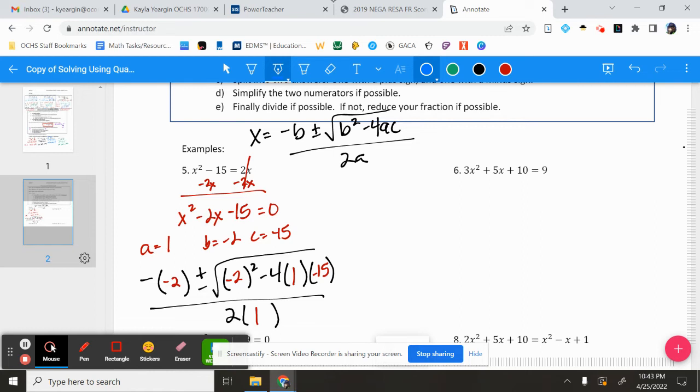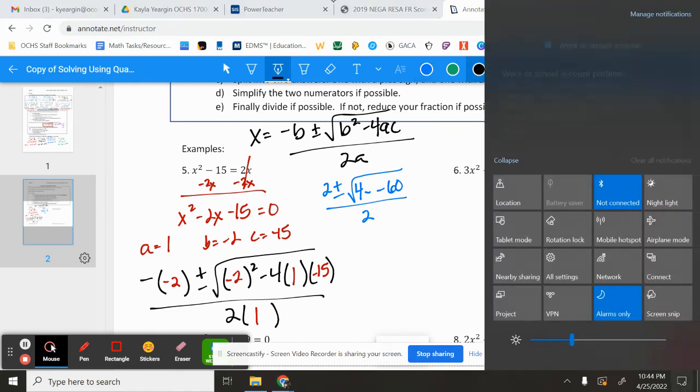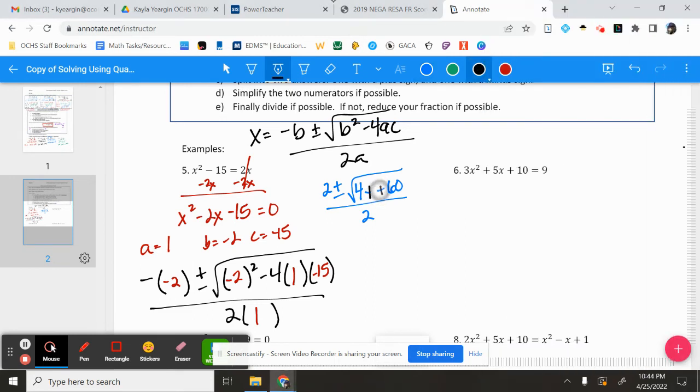So, negative times -2 gives me a +2, plus or minus the square root. -2 squared is 4. 4 minus 4 times 1 is 4. 4 times -15 is -60. Then I'm going to divide that by 2. Well, we know that anytime we have minus a negative, that is really like a keep, change problem. And then I could simplify there.